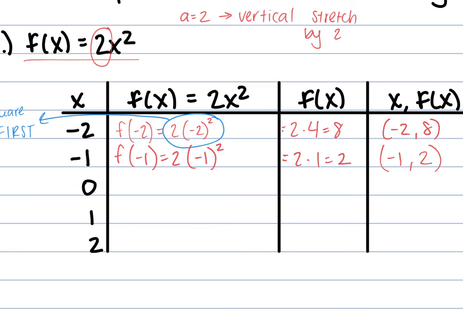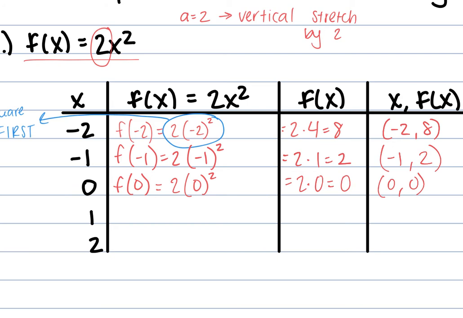Who can walk me through the third one when x is 0? Janessa? So you replace the x with 0. Yep. So f of 0 equals 2 times 0 squared. Good. And then you square 0. 2 times 0. And then your point would be 0 comma 0. Excellent.